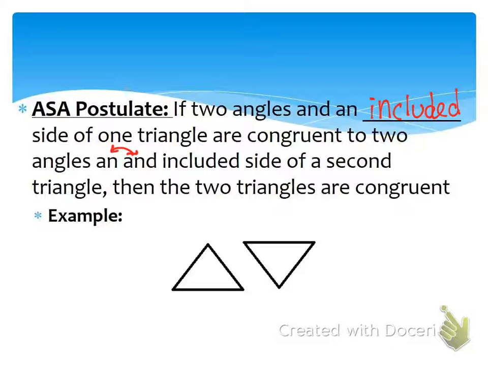Okay? So, if we're looking at this, we're marking our triangles. We need, first of all, 2 pairs of congruent angles. So, if I were to mark those 2 angles congruent and these 2 angles congruent. The included side is going to be the side that's in between those angles. So the included side has to fall in between those 2 angles, and it has to happen that way on both of them.